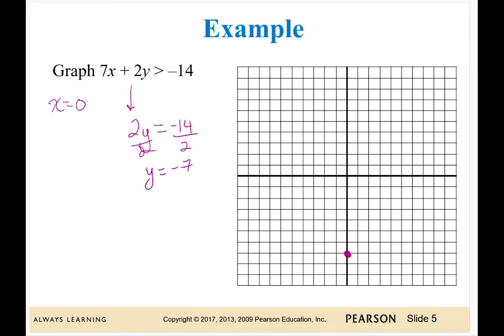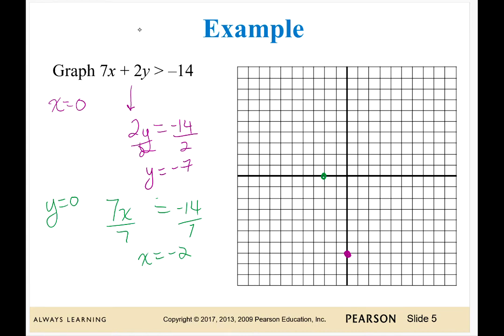Then I'm going to do the same thing for my x-intercept. I'm going to put y as 0 this time, and I'm going to get 7x is equal to, again, just pretend it's an equal sign, -14. Divide both sides by 7. That means x equals -2. If you need a refresher on how to graph using intercepts, please go back and look at section 3.3. That's when we talked about that. So definitely take some time. Okay, so those are my 2 intercepts.